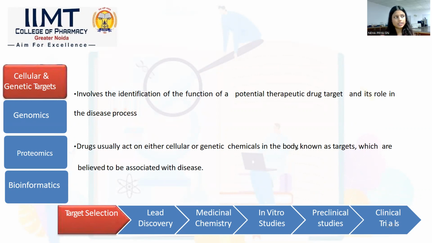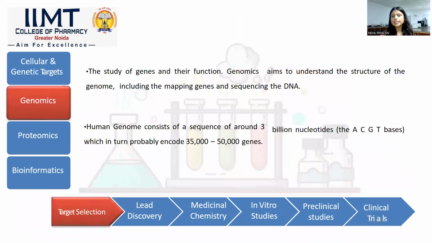Basically, what we do in this is we select a drug that will work either on a cellular or a genetic chemical known in our body, and these cellular and genetic chemicals are seen as a potential target that are working in a system. Basically, this can be mapping genes or sequencing of the DNA, and these all come into this cellular and genetic target.